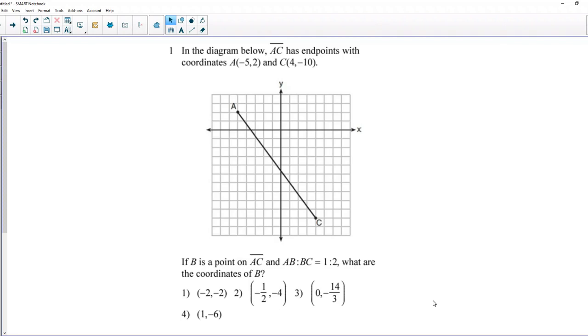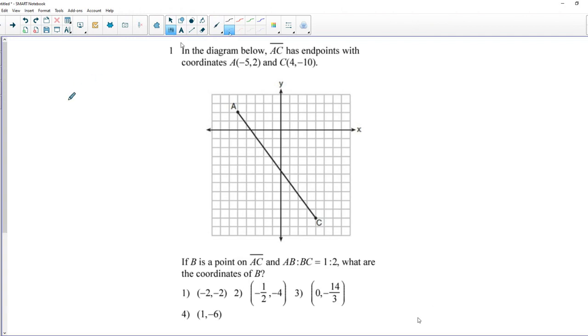All right, question number 1. In the diagram below, segment AC has endpoints with coordinates A (-5, 2) and C (4, -10). If B is a point on AC and AB to BC is equal to 1 to 2, what are the coordinates of B?